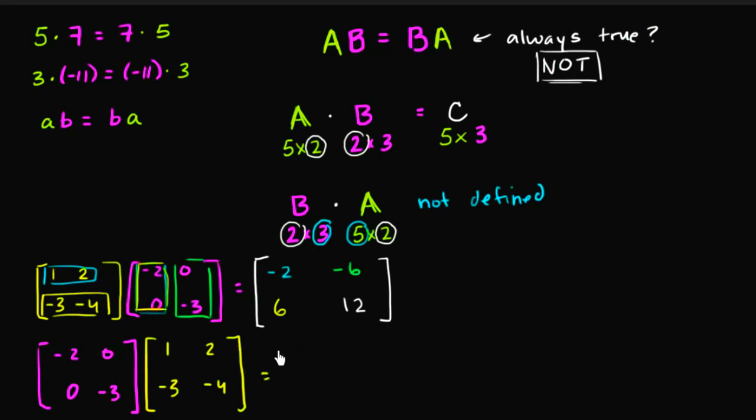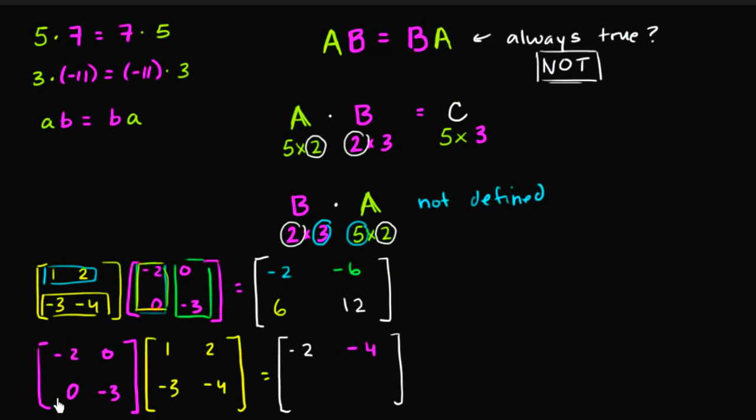And as always, it's a good idea to try to pause it and work through it on your own. So let's think about this. So -2 times 1 is -2, plus 0 times -3. So that's going to be -2. So far it's looking pretty good. Then -2 times 2 is -4, plus 0 times -4 is -4. So we already see that these two things aren't going to be equal. But let's just finish it just so that we have a feeling of completion.